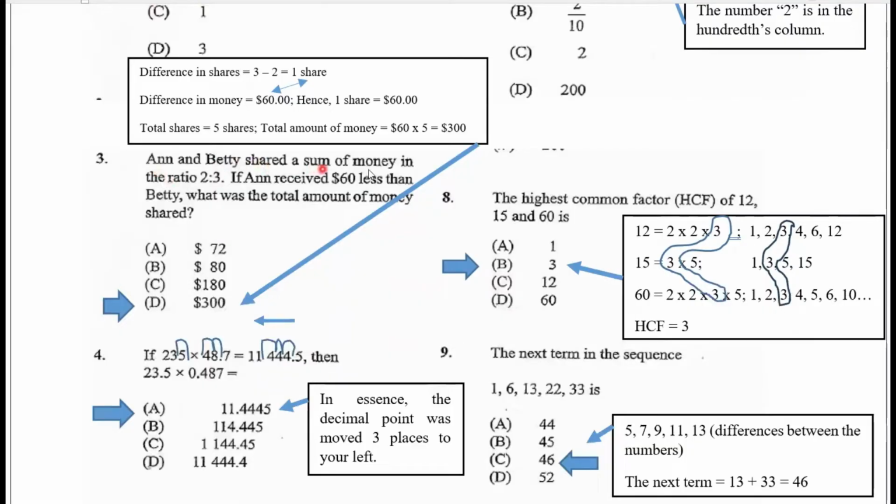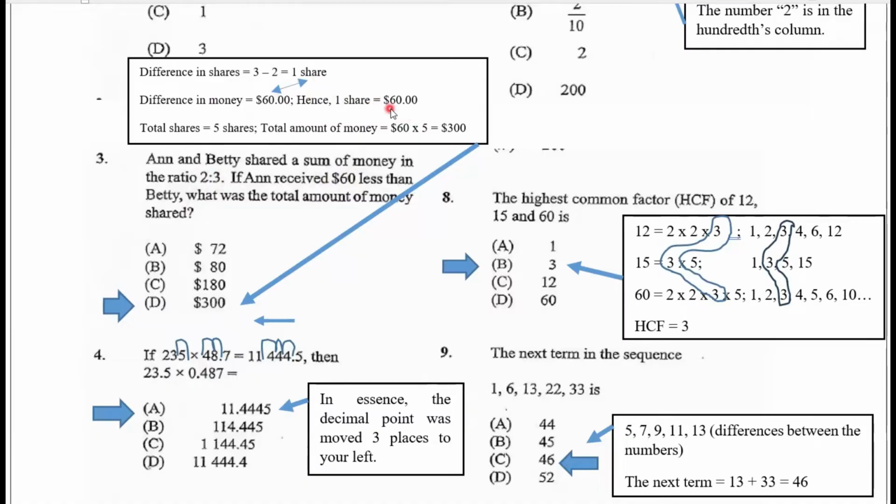Number 3, Anne and Betty shared a sum of money in the ratio 2 to 3. If Anne received $60 less than Betty, what was the total amount of money shared? Now, immediately we can understand that the difference in money between Anne and Betty is $60. Why is that important to us? Well, the difference in shares between Anne and Betty is 1, because 3 minus 2 gives me 1 share. So if the difference in shares is 1 and the difference in money is 60, I could immediately compare and say 1 share is $60.